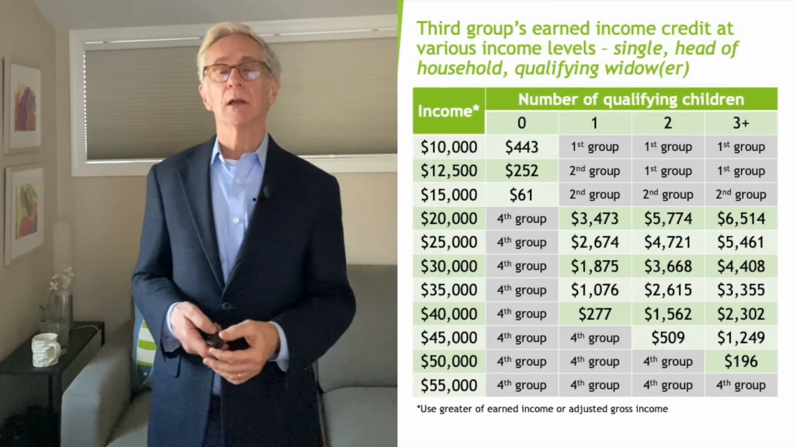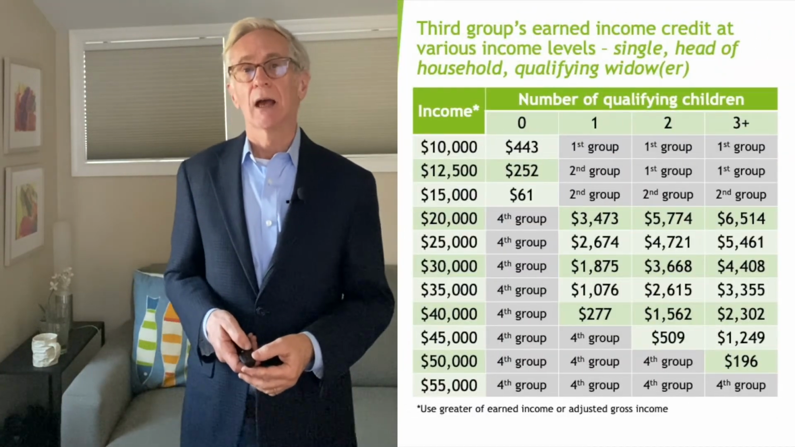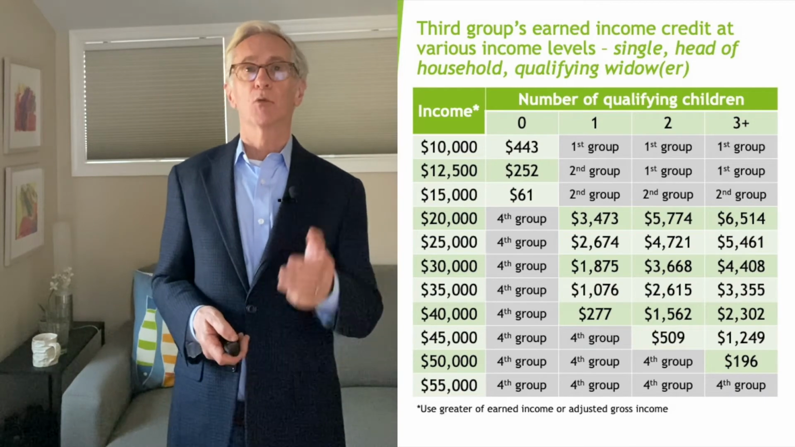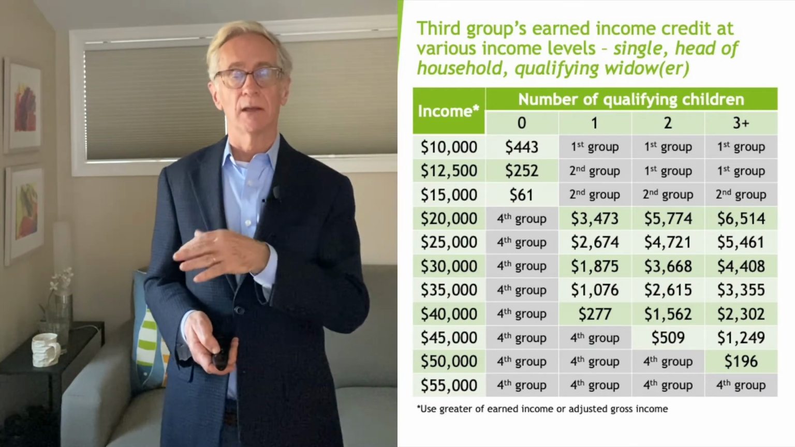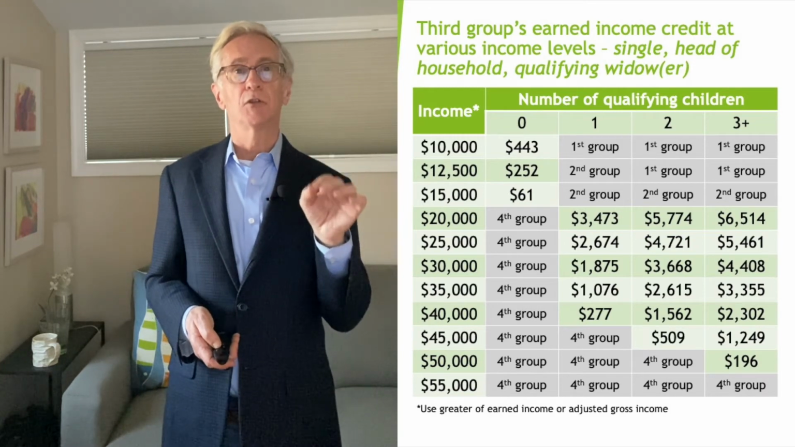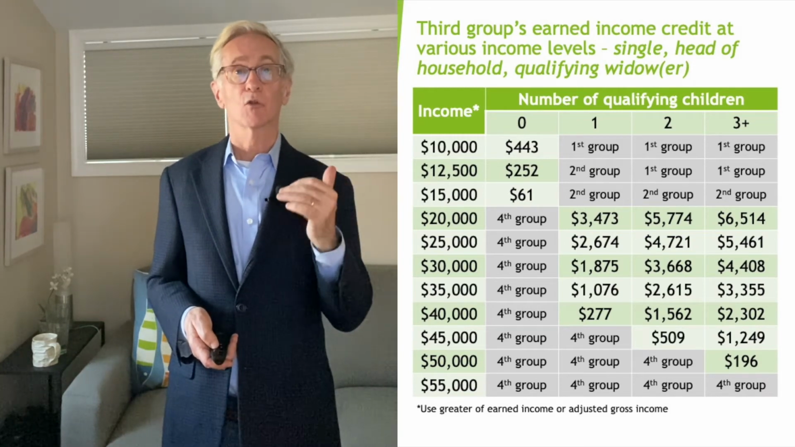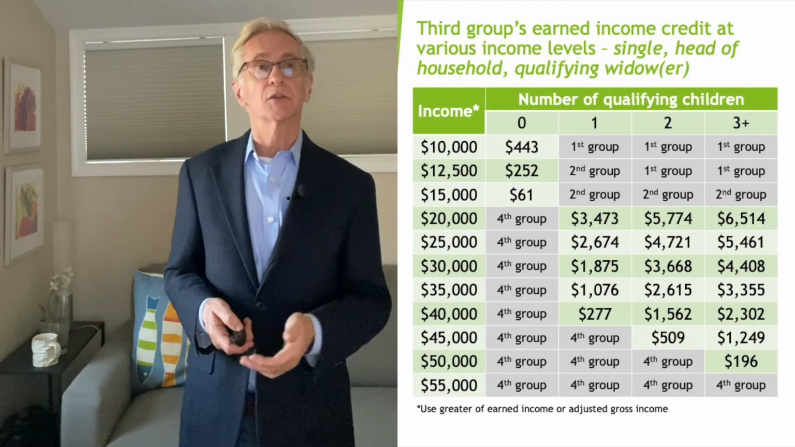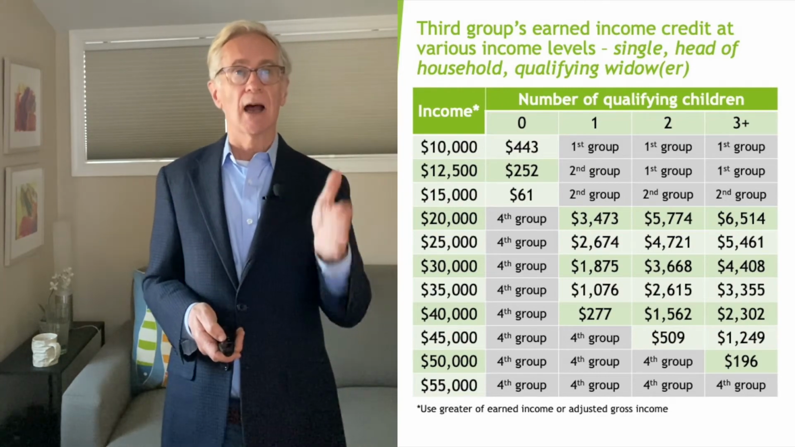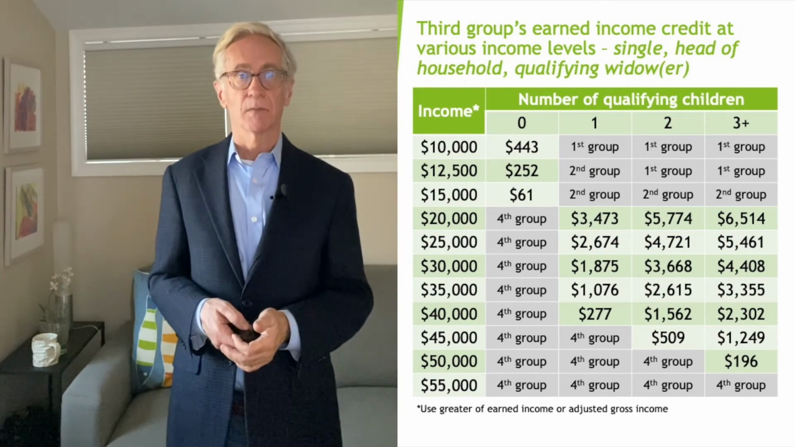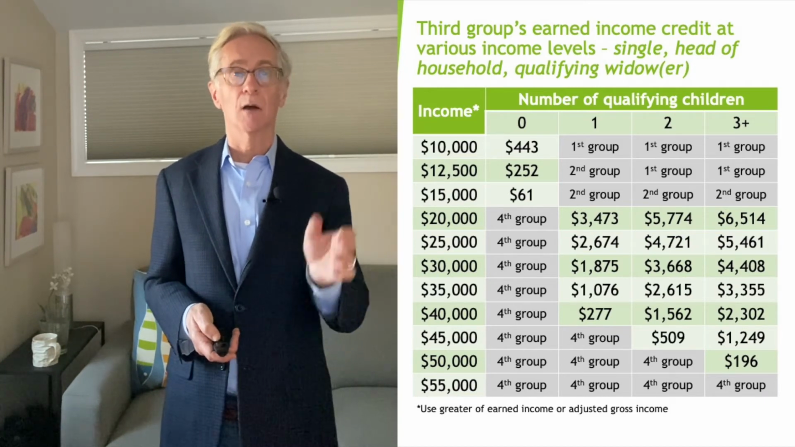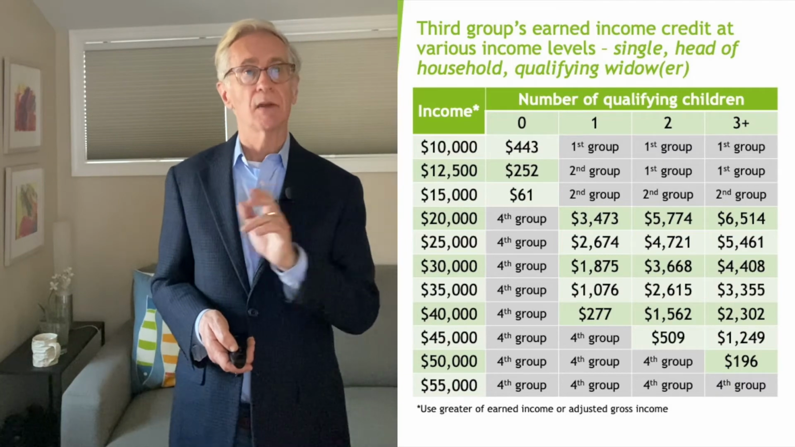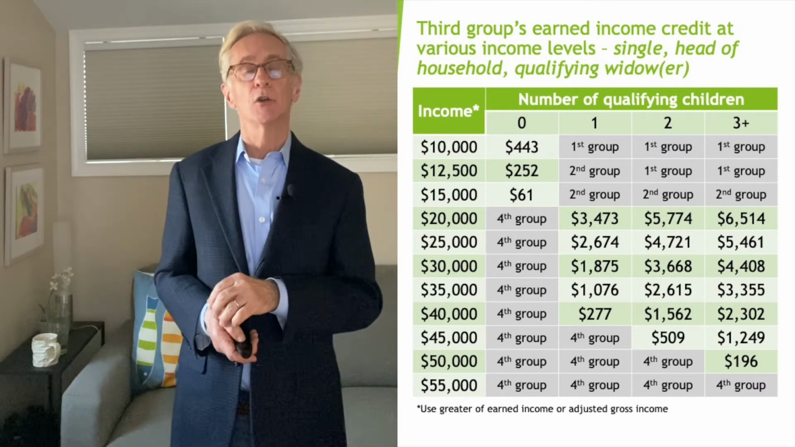Now here, because there's so many numbers, I have divided the table between single, head of household, qualifying widower, and married filing jointly. So first, we're going to do the single, head of household, qualifying widower. So you'll see down the side various income amounts. Remember, use the greater of your earned income or adjusted gross income to look up your credit in this table, and it's going to show you your credit.